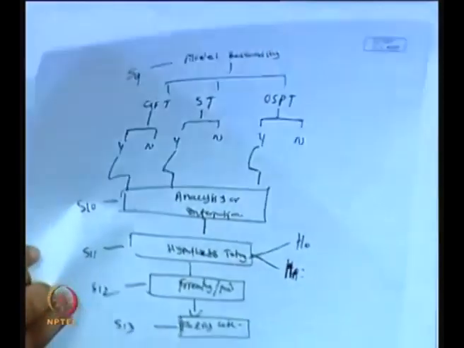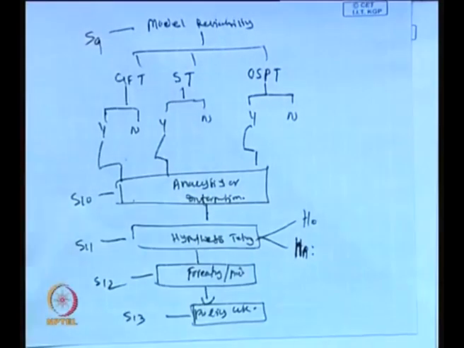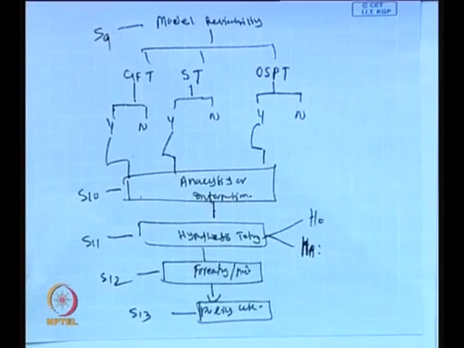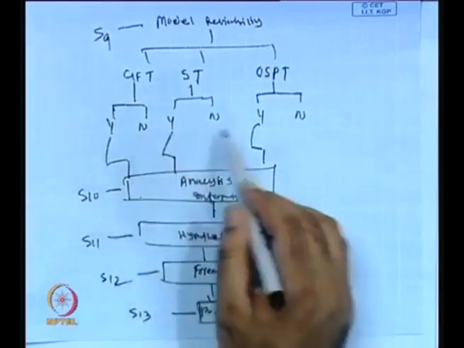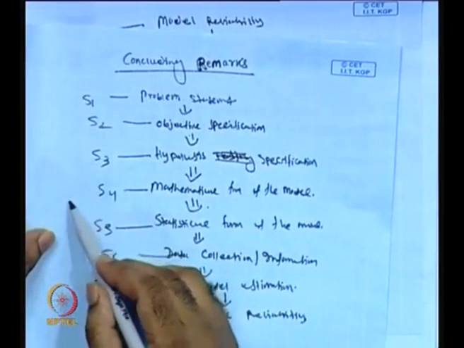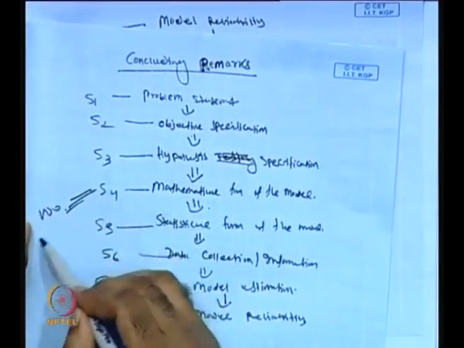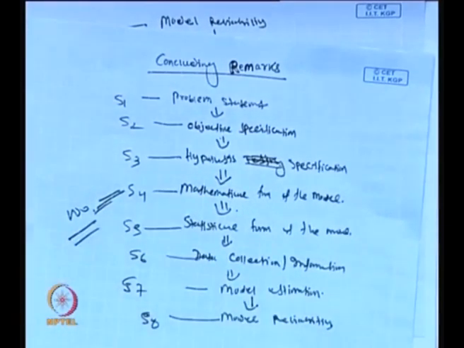These are the steps we have to follow in the modeling strategy. But if it is no, then obviously we have to go back to step 4. If it is no, we go back to step 4.